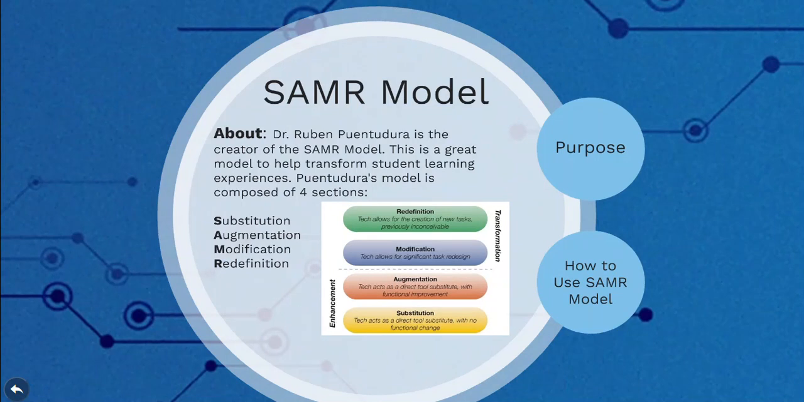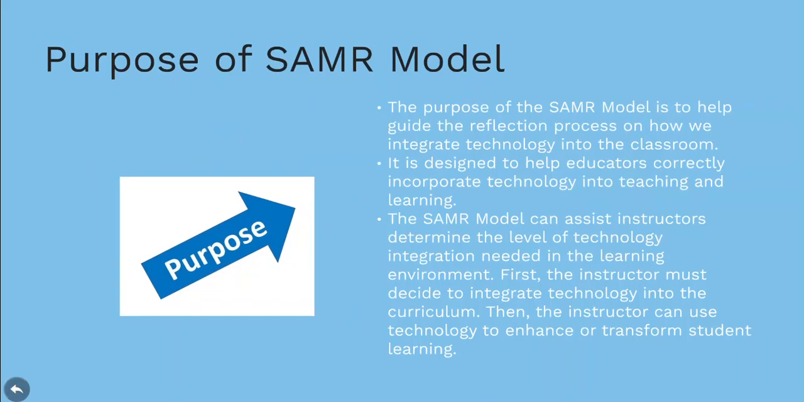The third phase is modification. This allows you to redesign parts of the task. The final stage is redefinition. Redefinition creates new tasks that were once unimaginable. These steps move from enhancing and transforming student learning through substitution to redefinition.